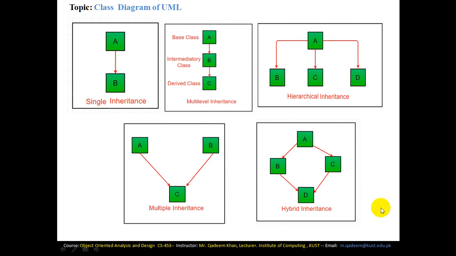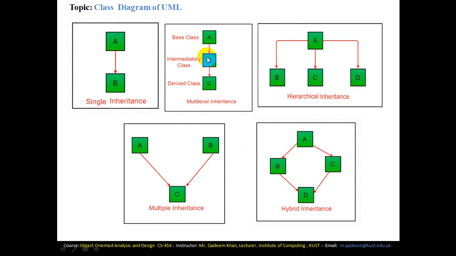Now, students, there are multiple types of inheritance in programming languages. First one is called single inheritance. When A is the parent of B, this is called the single inheritance. This is called multi-level inheritance. A is the parent of B, but B is the parent of C. So it means C is the child of both A and B, but C is not the direct child of A.